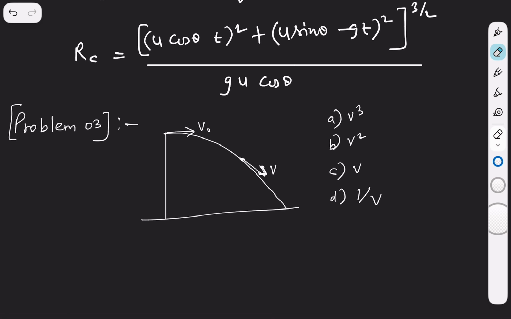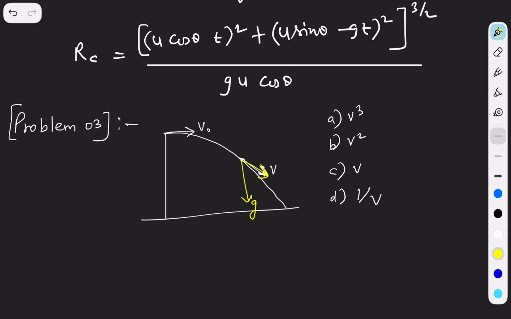Let me change the color. If you see, here g would be acting in this direction. This is your velocity v. Now we can do this problem with the help of vector form and also without vector form. I am going to show you that both methods can be used here, and you get the same result both ways. First let me solve it without using any vector calculation.